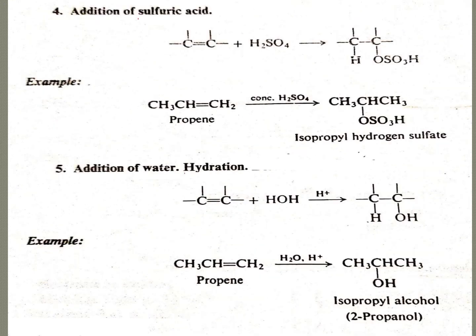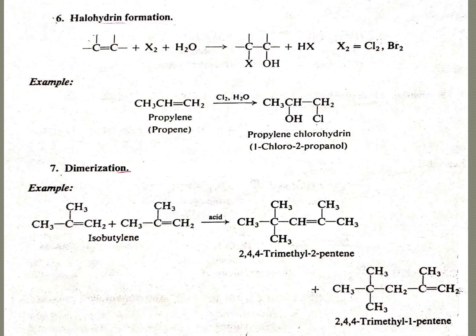Next is addition of sulfuric acid. You can see the reaction and the product. For example, propene is converted into isopropyl hydrogen sulfate. Next is addition of water, that is hydration. You can see the example also. An alcohol is produced. Next is halohydrin formation. In that, halogen and water are added and we get a product commonly known as a halohydrin. Here you can see the example. Propylene is converted into propylene chlorohydrin.